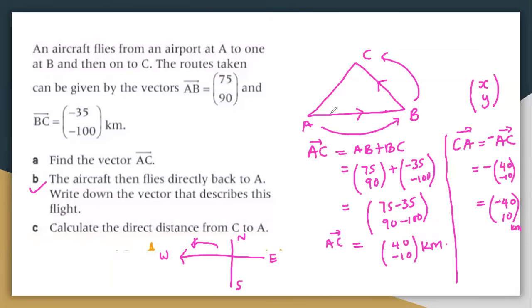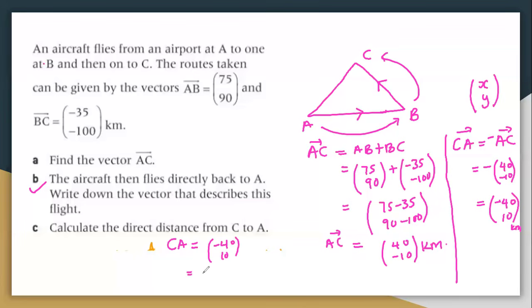Okay. Then the last part, calculate the direct distance from C to A. Imran? Calculate the direct distance from C to A, meaning we are going to use the vector we've gotten in part B, and we are going to get its magnitude.